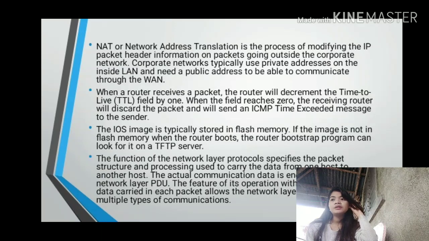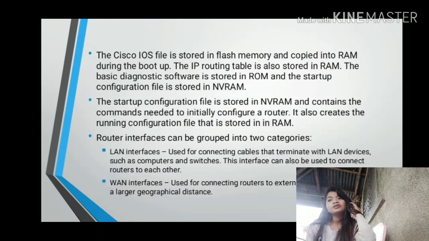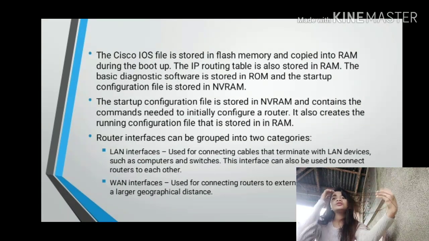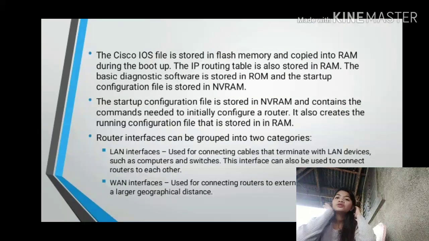The IOS image is typically stored in flash memory. If the image is not in flash memory when the router boots, the router bootstrap program can look for it on a TFTP server. The function of the network layer protocol specifies the packet structures and processing used to carry the data from one host to another host.